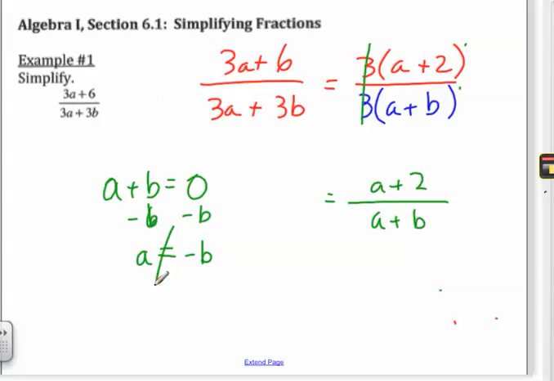So sometimes it will say simplify and give restrictions. So we want to say what the variables cannot be so that the denominator is not equal to 0.